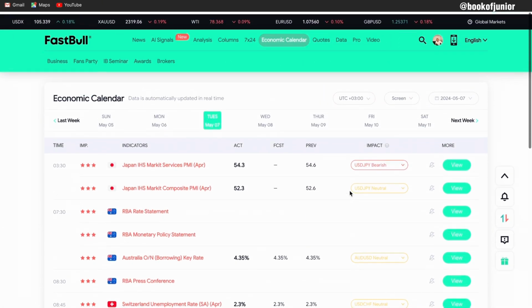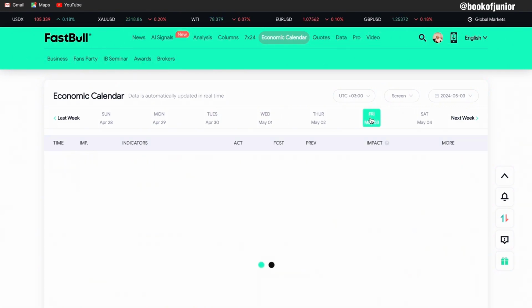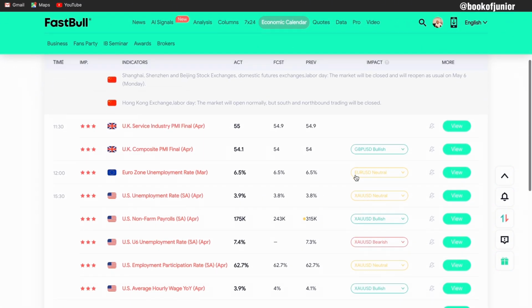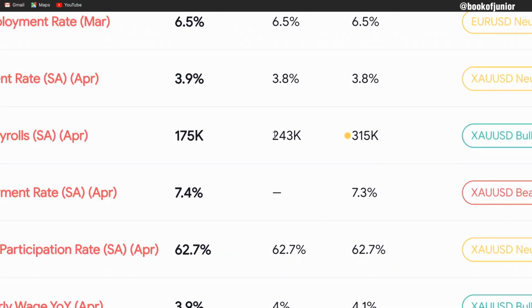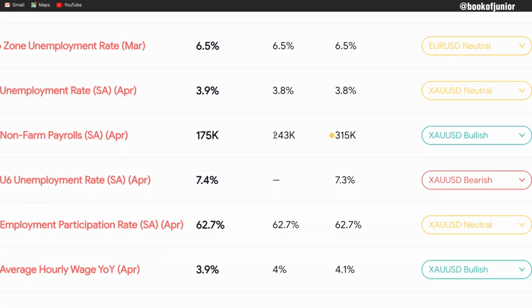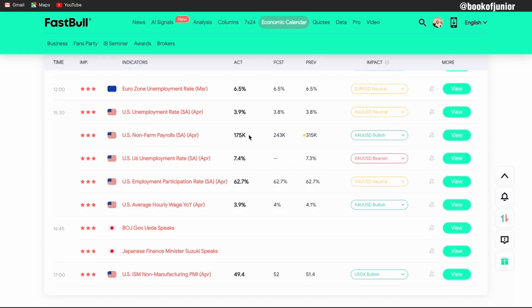So last week we had what we call NFP. NFP stands for non-farm payrolls. It measures how many jobs have been added to the US economy, excluding the social workers and farm workers. So this is NFP down right here. In the NFP data that was released last week, we had fewer jobs added to the US economy than the forecast. You can see the forecast is only 243k compared to the previous data. The previous data was 300, and as you can see, it was 315. The forecast was 243, then the actual was 175, meaning this affects the dollar very badly.